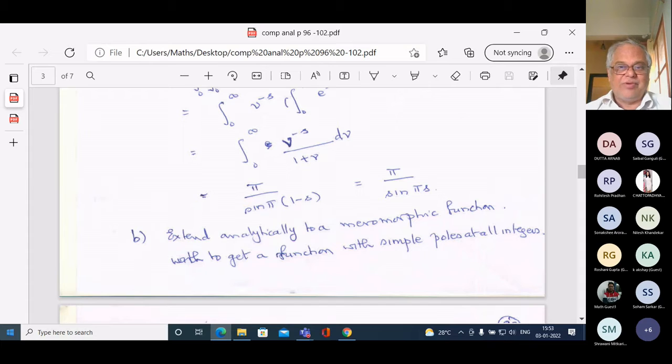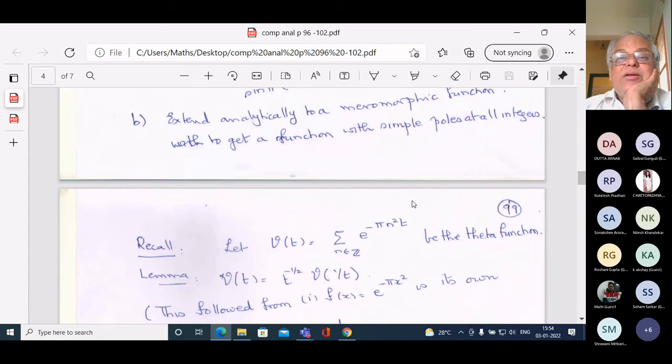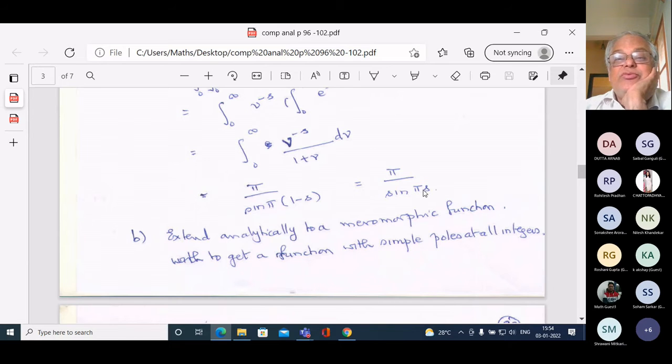So you extend gamma s into gamma 1 minus s meromorphically to be a meromorphic function, and therefore one has poles at all negative integers, the other has poles at all positive integers, including 0. So you extend the left-hand side meromorphically, and you get a meromorphic function which has simple poles at all integers. But this pi over sine pi s also has simple poles at all integers. So anyway, therefore this equation is true for all s.